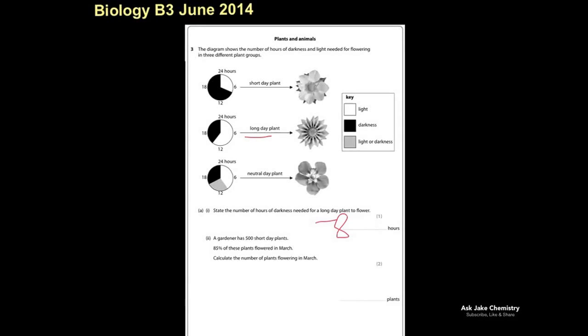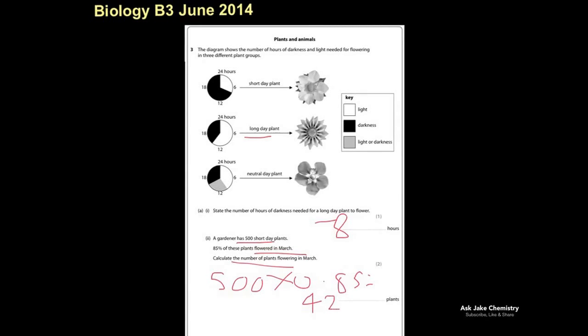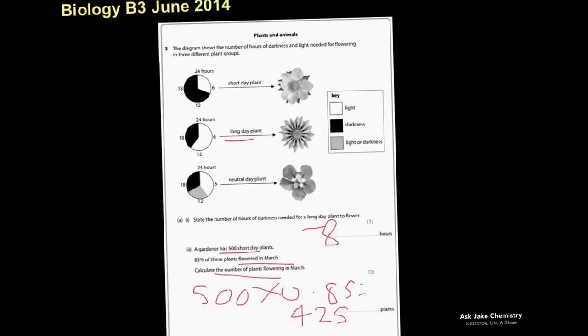So here it says a garden has 500 short day plants. 85% of these plants flowered in March. Calculate the number of plants flowering in March. The only thing you have to do is 500 times 0.85. This is the easiest way I do it, because 85% is equivalent to 0.85. And that gives you 425, I believe, which is the correct answer.